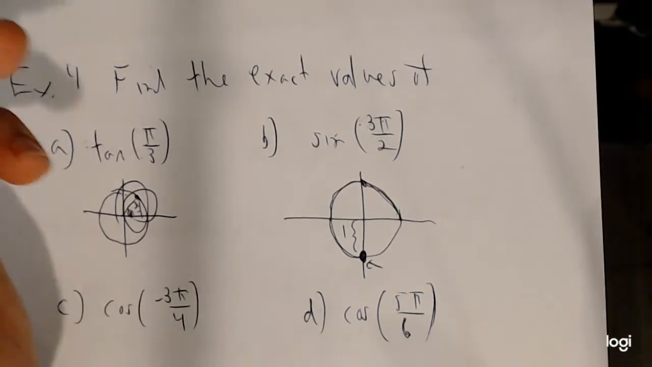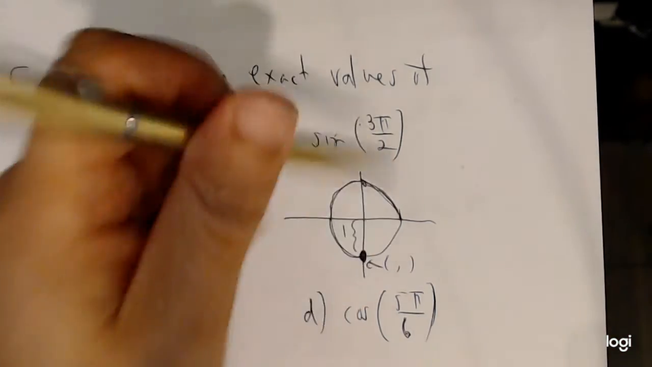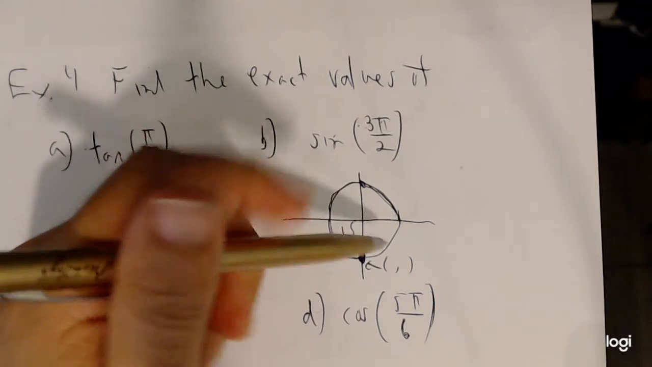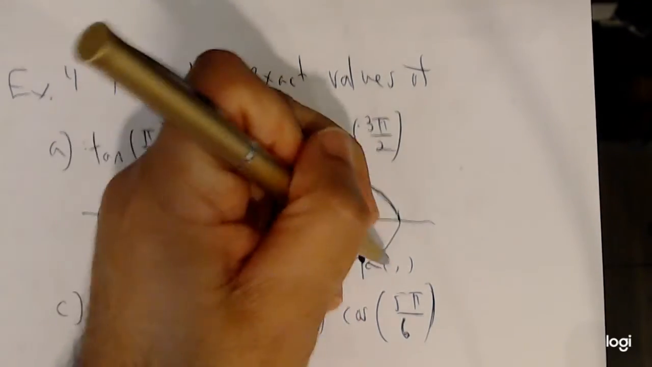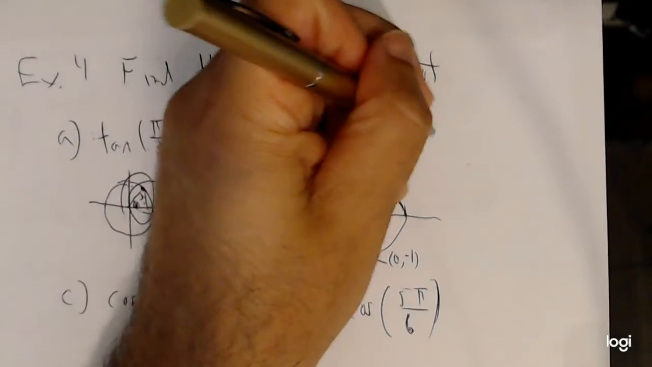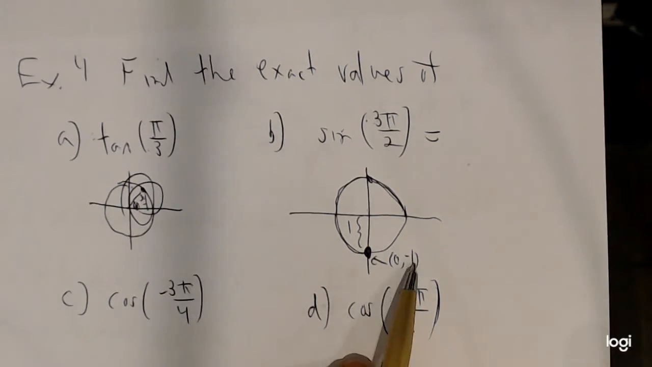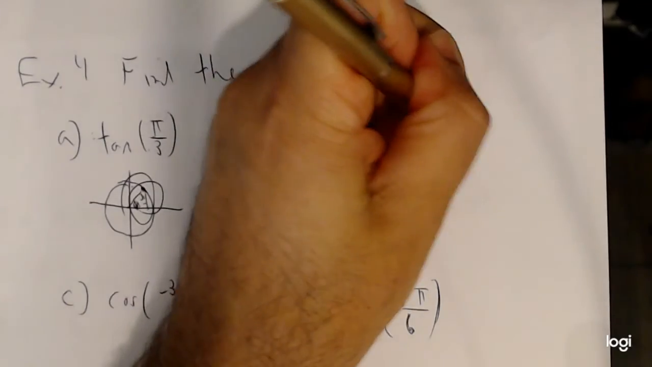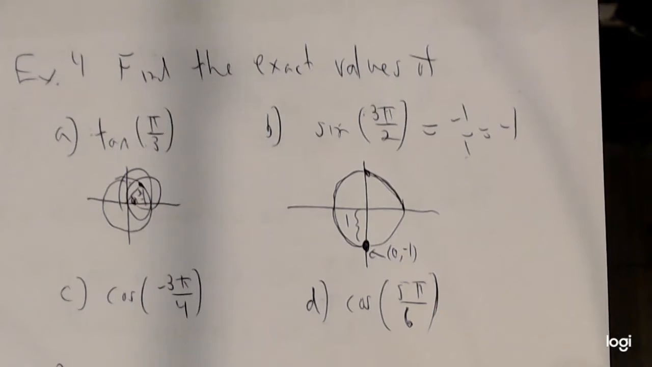We don't make right triangles because we can't. But the coordinates of this point are very easy to find, because what is that? The x value is 0, the y value is -1. So sine of 3 pi over 2 is what? It's y over r, so it's -1 over 1, which is just -1.